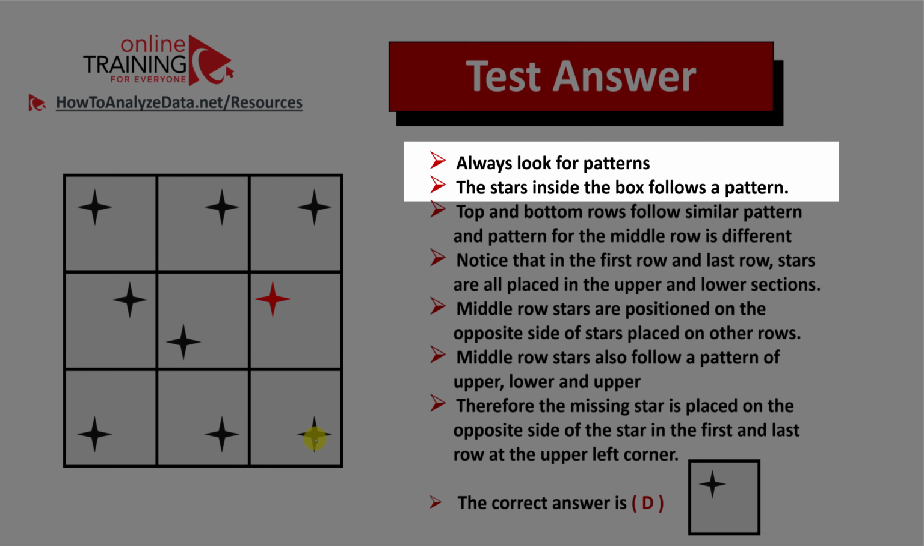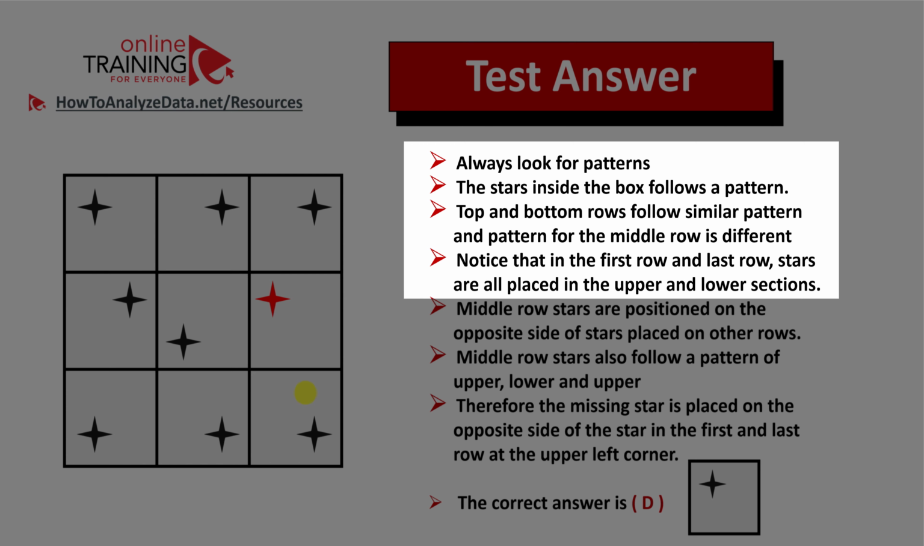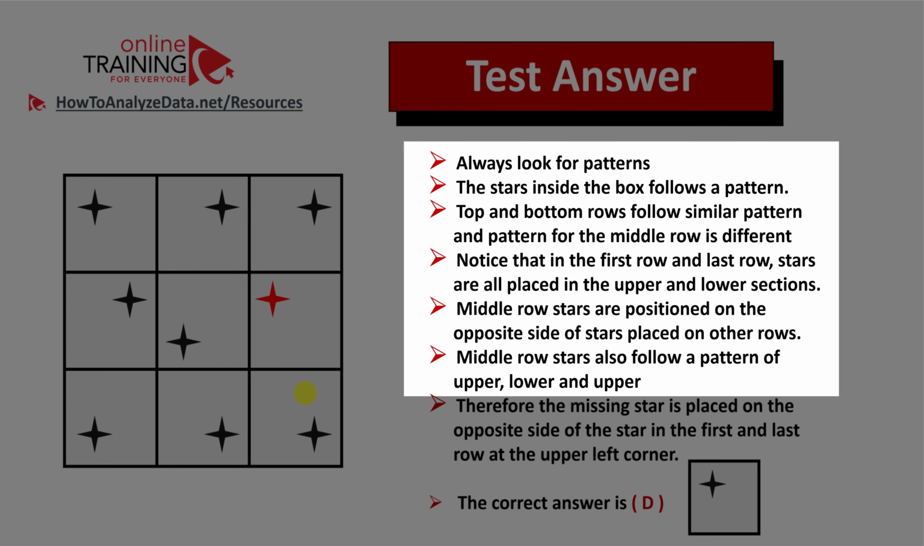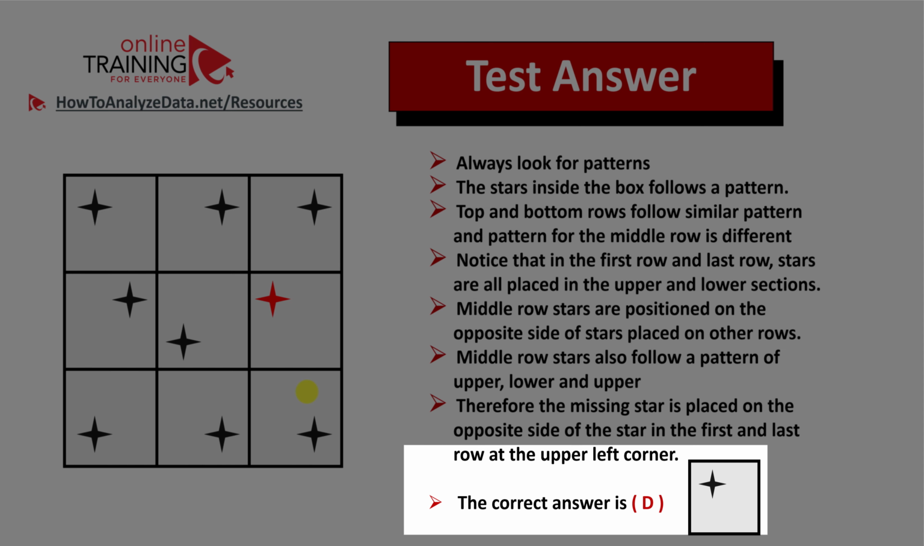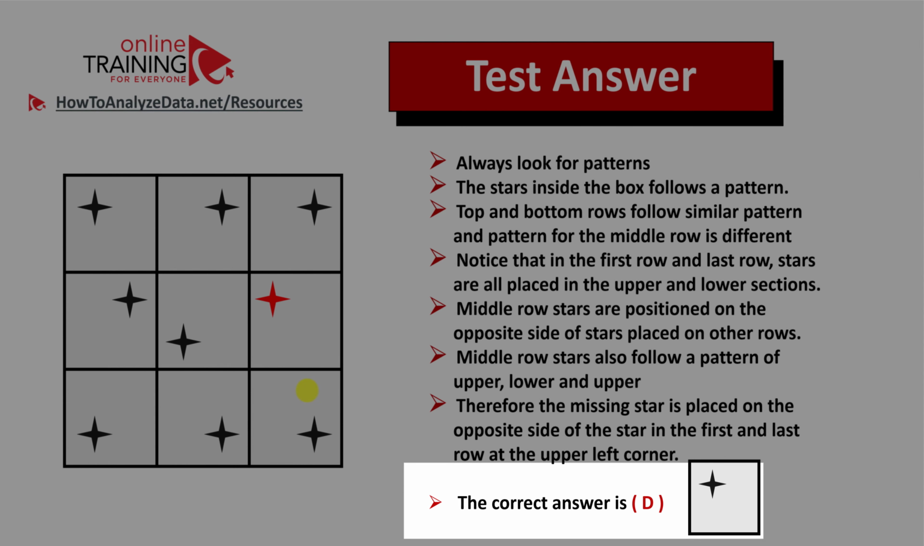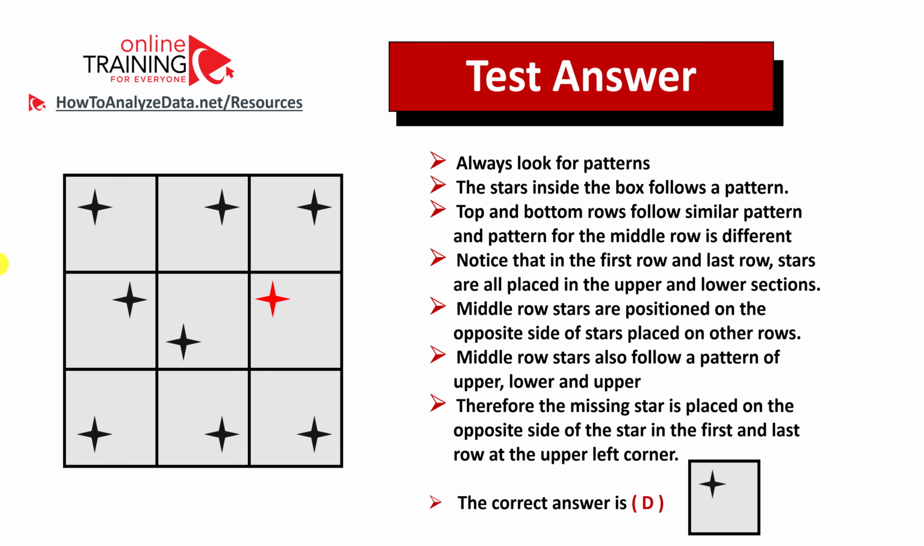The stars inside the box follow the pattern. Top and bottom row follow similar patterns, and the pattern in the middle row is very different. Notice that in the first row and the last row, stars are placed in the upper and left sections. Middle row stars, though, are positioned on the opposite side of the stars placed in other rows. Middle row stars also follow a pattern of upper, lower, and then upper. Therefore, the missing star is placed on the opposite side of the star in the first and last row at the upper left corner. So the correct choice here is choice D. Hopefully you've nailed this question, and in case you didn't, you know how to answer similar problems on the test.